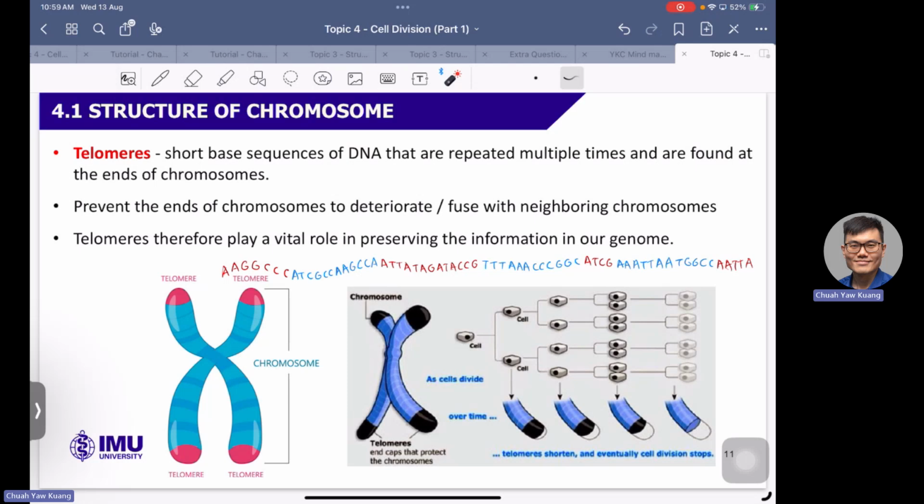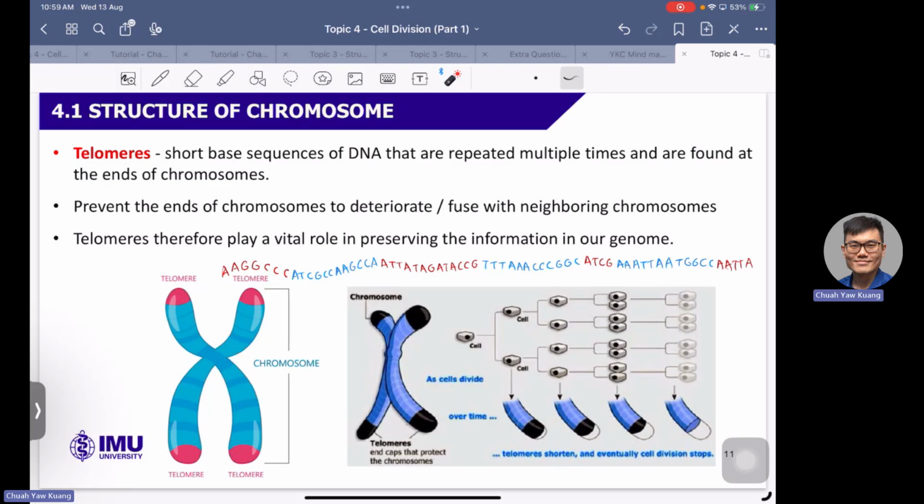And since DNA polymerase cannot copy until the very end, this sequence and this sequence will become shorter and shorter. Every round you do mitosis, one round of cell division, the telomere will be shorter. Next round it will be shorter again.